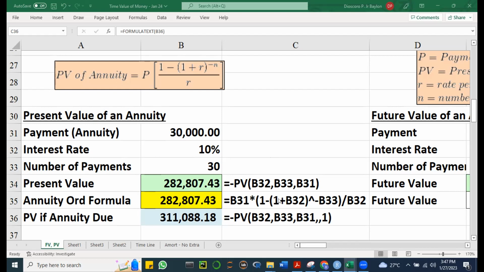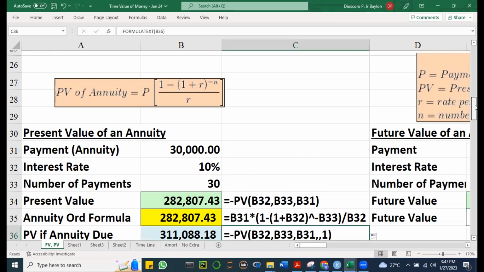This one is quite confusing, no? Kasi marami siyang mga parentheses. But just follow the formula, okay, and then you'll be fine. Thank you so much for your feedback. That's how we get the present value of an annuity.